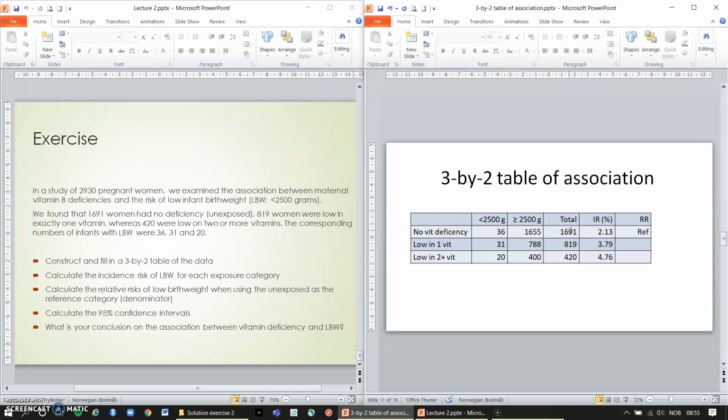Following this, the relative risk for low birth weight infant in the group who were low in exactly one vitamin is 3.79 divided by 2.13, which equals 1.78. Using the same formula, the relative risk for low birth weight infant in the group who were low in 2 or more vitamins is 4.76 divided by 2.13, which equals 2.24. In other words, those who are low in exactly one vitamin had a 1.78-fold higher risk of having an infant with low birth weight compared with those who had normal vitamin B levels. Those who were low in 2 or more vitamins had a 2.24-fold higher risk of infant low birth weight.